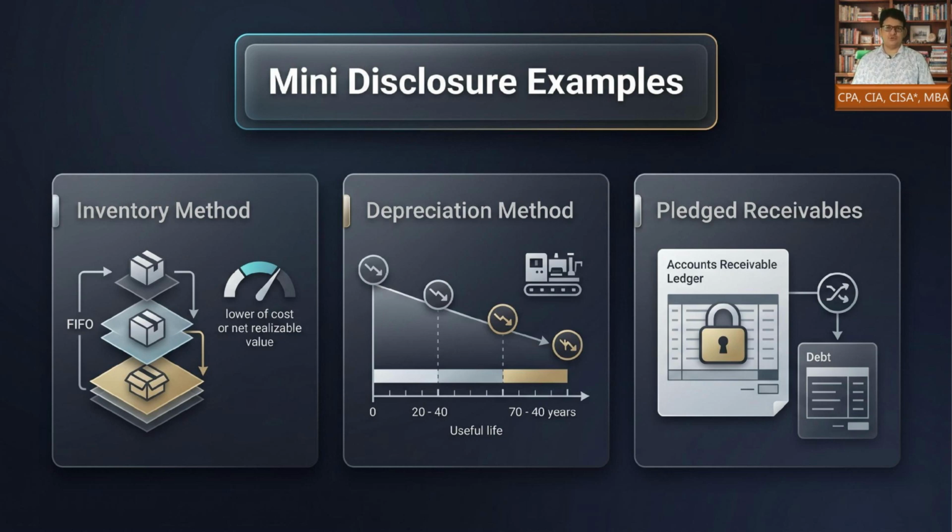These examples show that good disclosure is not about decorative wording. It is about answering the reader's practical question: what method did the entity apply, and why does that matter to the number I am seeing?